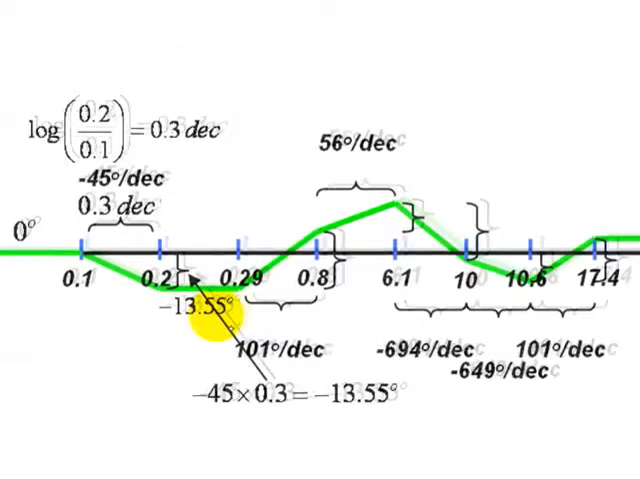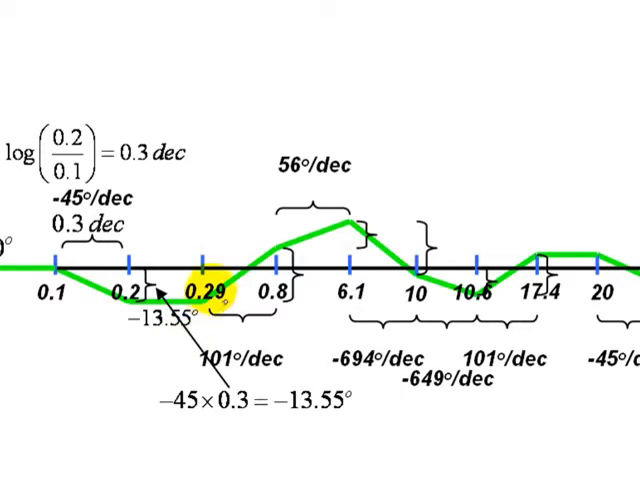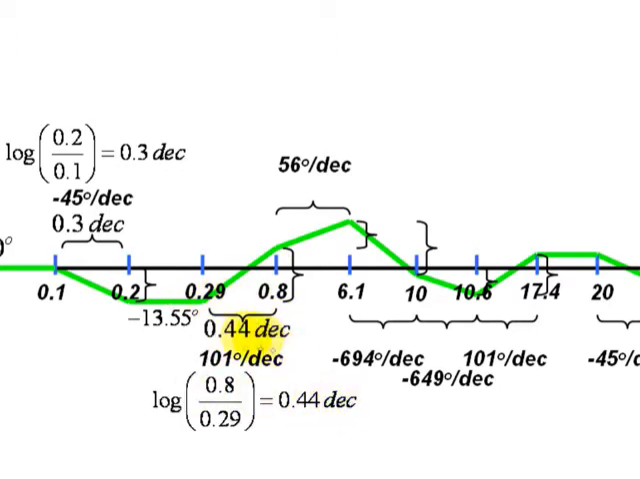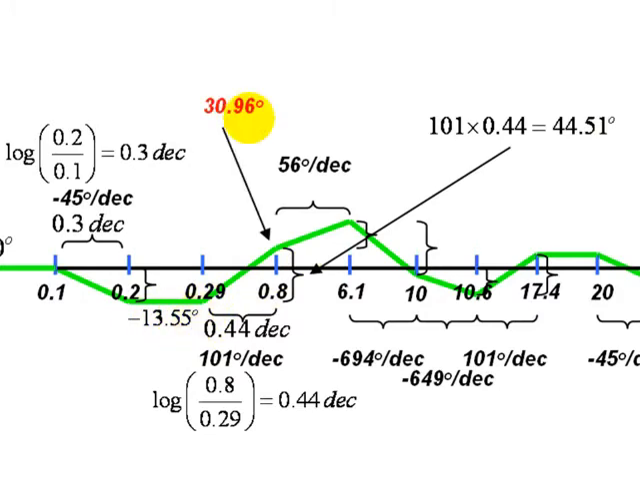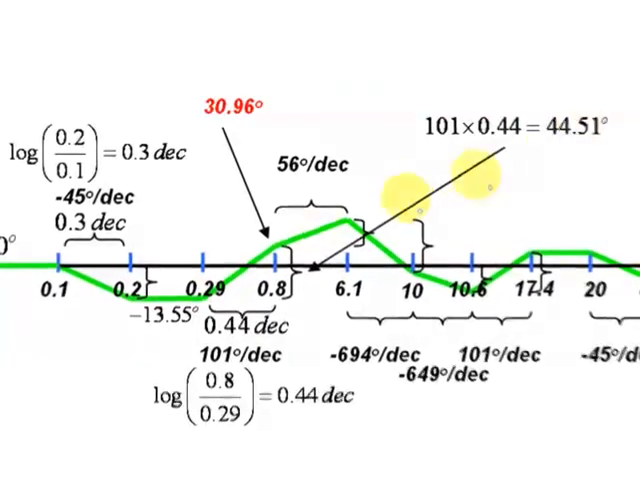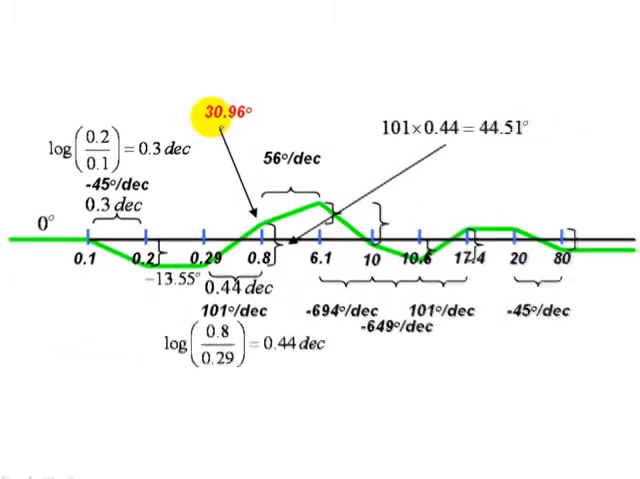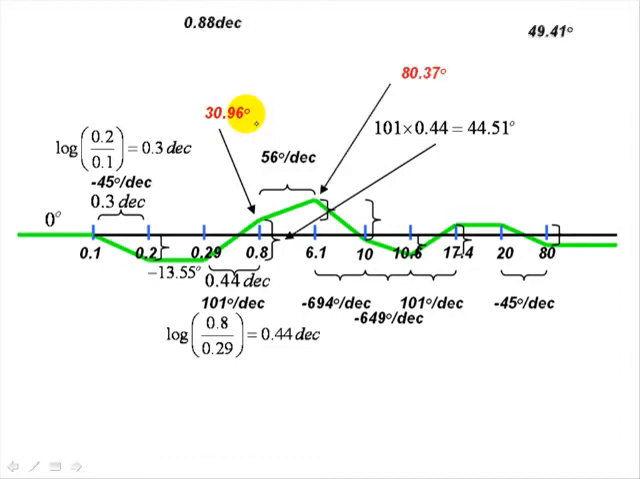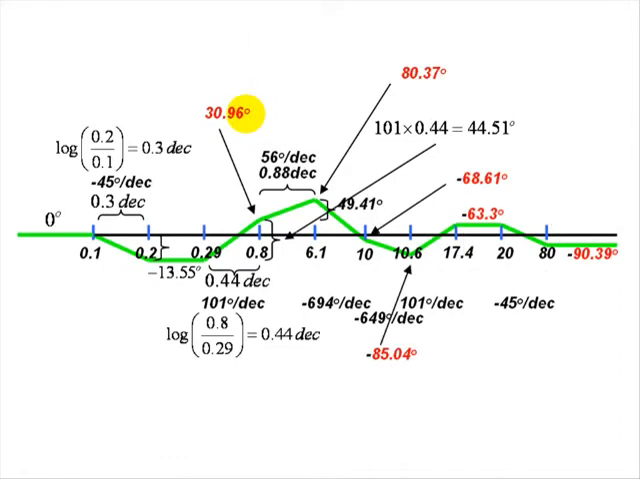So, if the value at 0.1 was 0, then the value at 0.2 has to be negative 13.55 degrees. Let's do that once more for the segment between 0.29 and 0.8 radians per second. 0.44 decades. Slope 101 degrees per decade. Total climb 44.51 degrees. The value at 0.29 was negative 13.55. We add 44.51 and get the value at this knee point, which is 30.96. We do that for this and each one of the other segments and specify the value of the vertical axis at each vertex of the plot. The plot is thus determined.